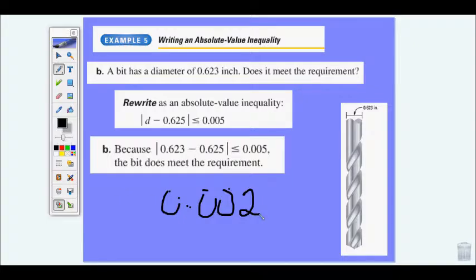And that concludes section 6.4, bringing absolute value into both equations and inequalities, into the concept of absolute value.